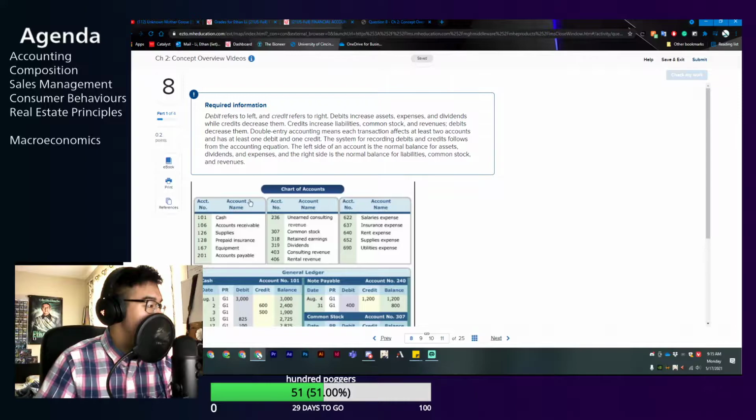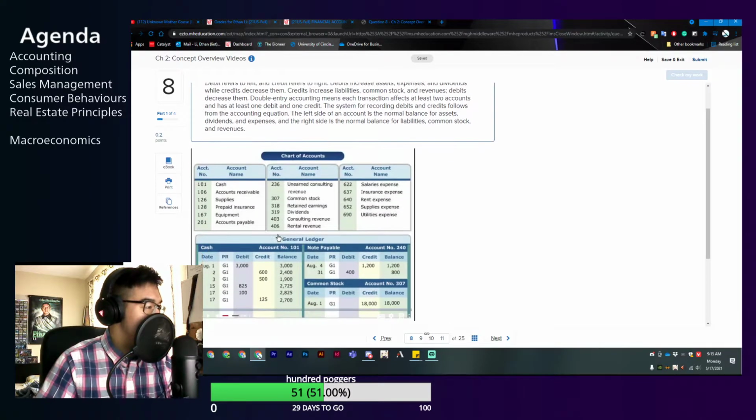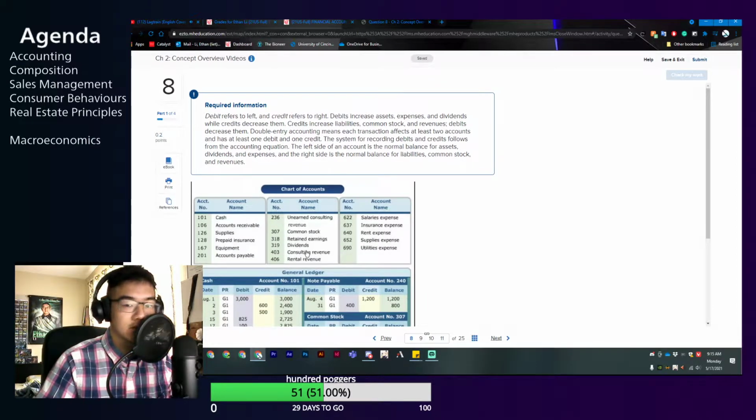Debit refers to the left, credit refers to the right, so what's this middle thing? Oh, wait, no, I suppose it means this. Debits and credits. Debits increase assets, expenses, and dividends, while credits decrease them. Credits increase liabilities. Ooh, that's interesting, because I always thought that credits were like a positive thing. But I suppose since a credit card is borrowing, while a debit card is using the money you already have, debits are straight up your assets.